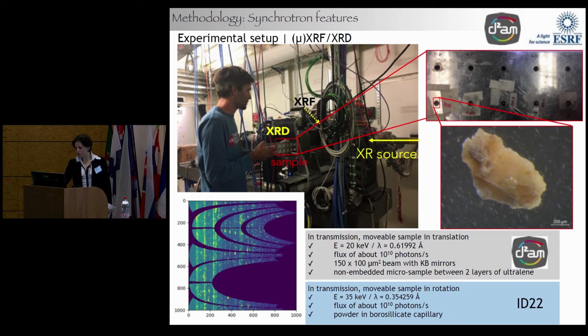The difficulty is to keep the sample entire and to avoid any preparation. There are several examples about these difficulties, to keep it between two ultralene films, and also to keep the archaeological object entire, even if it measures a few millimeters or several centimeters.